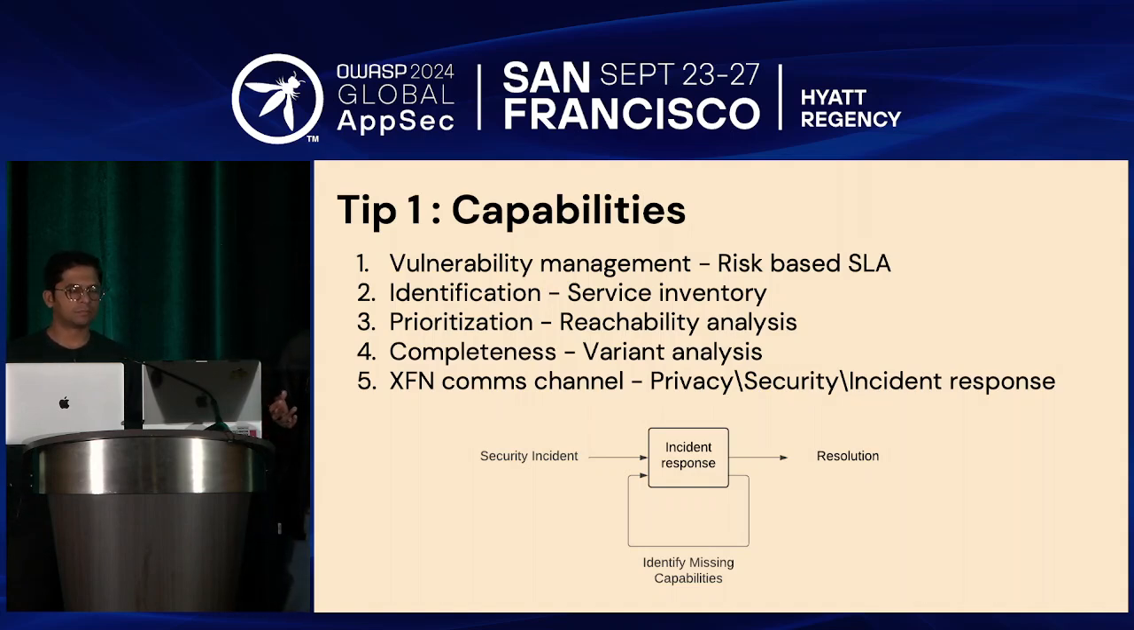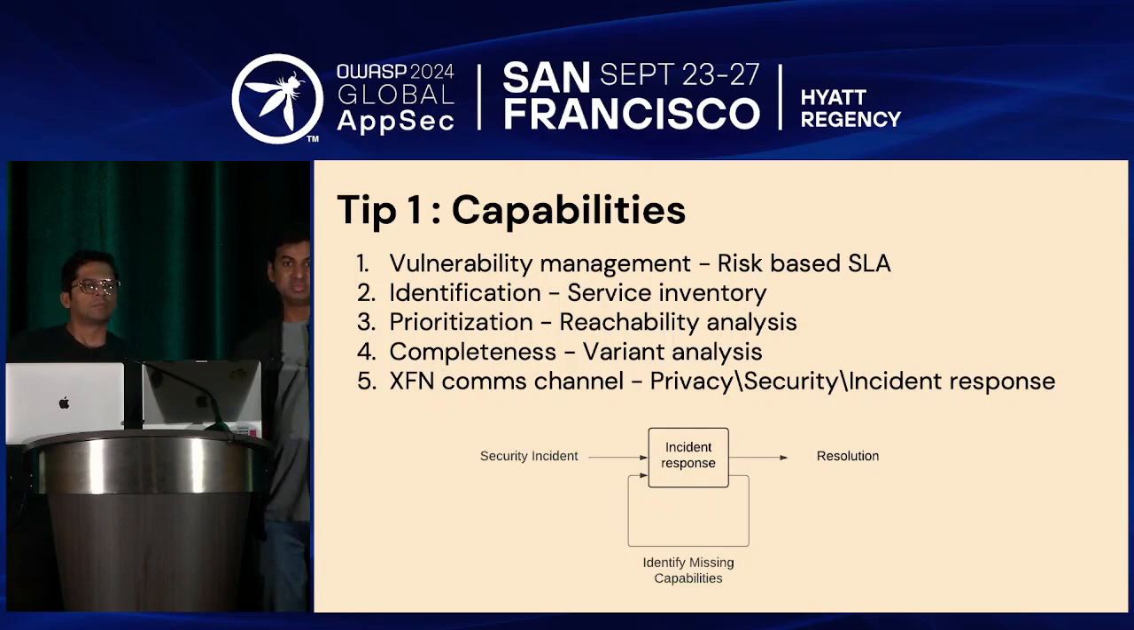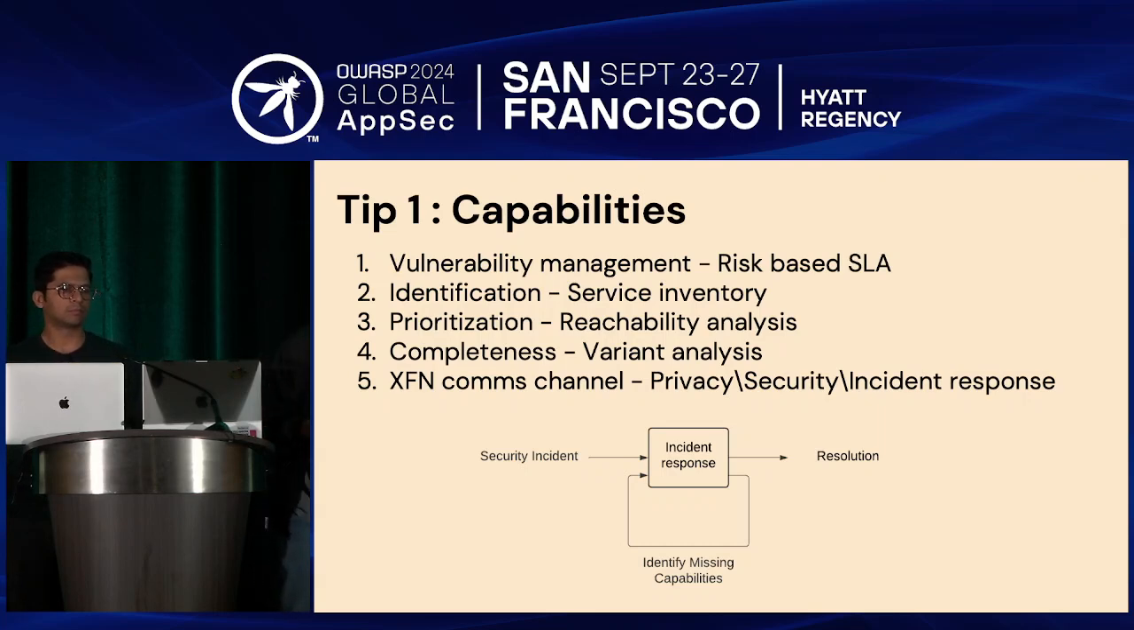Service inventory, or identifying the responsible owners of a particular service, is really important because you often have to deal with multiple teams, and finding the right team quickly is important in incident response. Reachability analysis will help you with prioritization. For example, an issue might affect multiple services, but some of them may not be end-user facing or not internet exposed. So you can prioritize the ones that are end-user facing first before fixing the remaining issues.